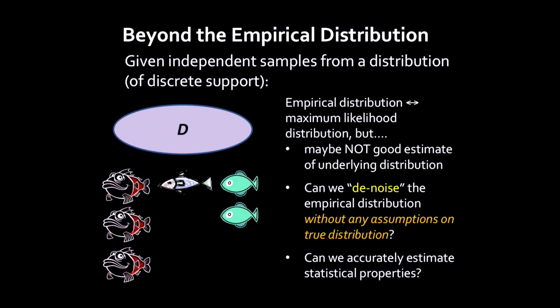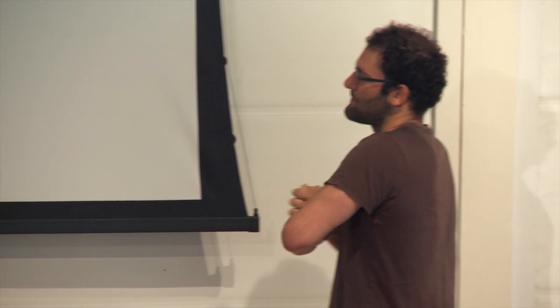Okay, so there are lots of relatively naive sounding questions that we can ask. One question is, to what extent can we denoise the empirical distribution without making any assumptions on the true distribution? So given some samples, is it possible just to look at the samples and to say, actually, I know how this empirical distribution is wrong and fix it without knowing any domain knowledge? Is this possible?